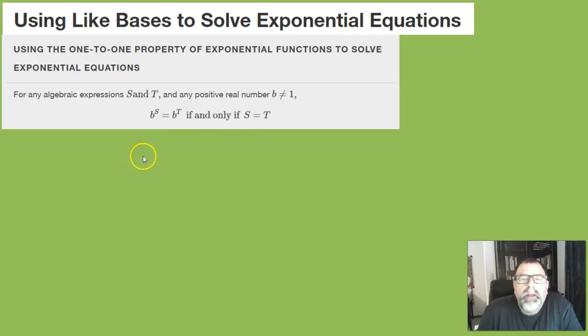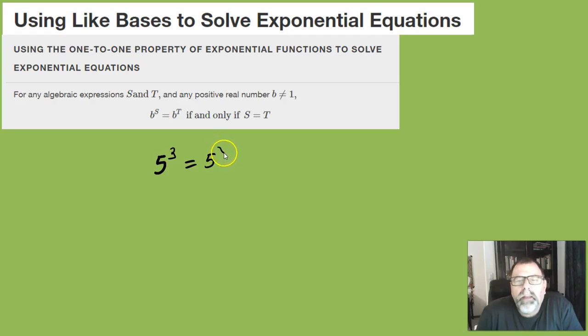So for instance, if I had 5 to the third power equals 5 to the... Now, for these to be equal, since the exponential function is a one-to-one function, meaning if I put in a number for x, the function can only give you one answer, and then vice versa. If I have an answer, there's only one input value to get that answer, right? So basically, for these to be equal, this number has to be 3.